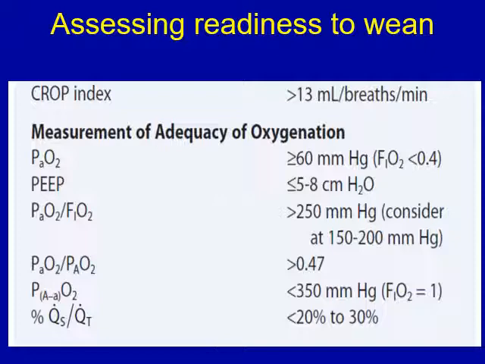millimeters of mercury. And PaO2 to PAO2, that is capital A, that is arterial to alveolar partial pressure of oxygen ratio, is more than 0.47, and alveolar-arterial gradient should be less than 350 millimeters of mercury, and shunt fraction is less than 20 to 30%. All these are the objective measurements.